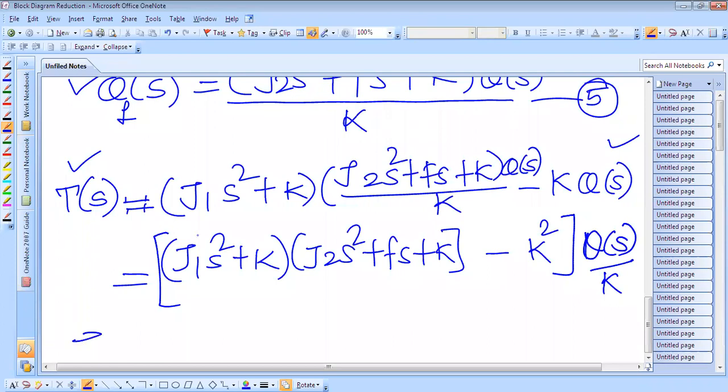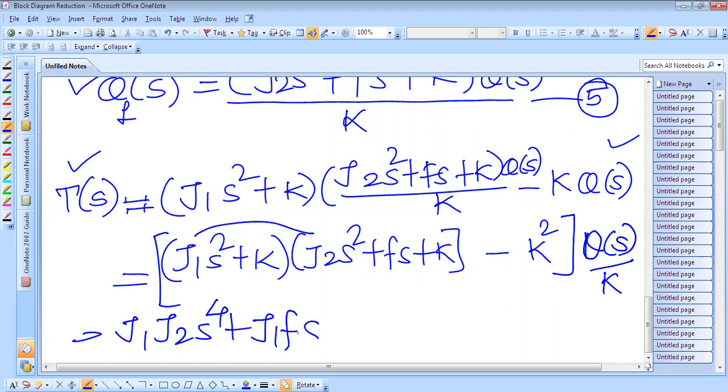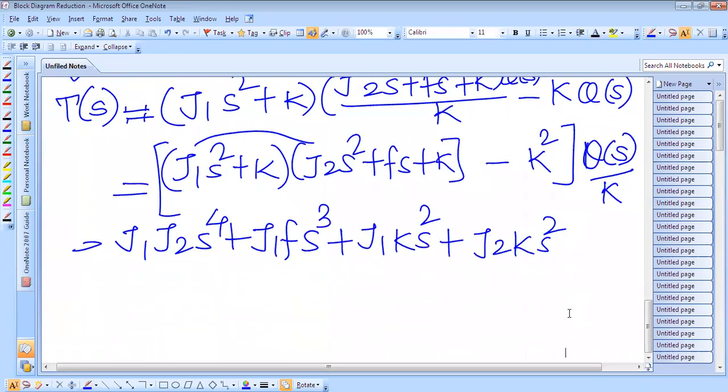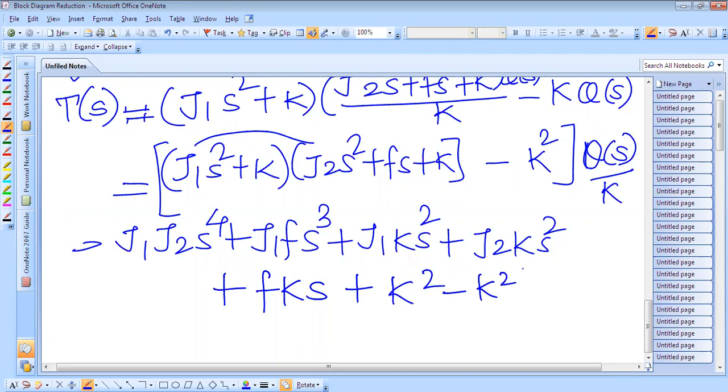Now we have to solve this: J1 J2 S raised to power 4 plus J1 F S raised to power 3 plus J1 K S square, plus J2 K S square plus F K S plus K square minus K square, into theta of S by K. So this K square will get cancelled.